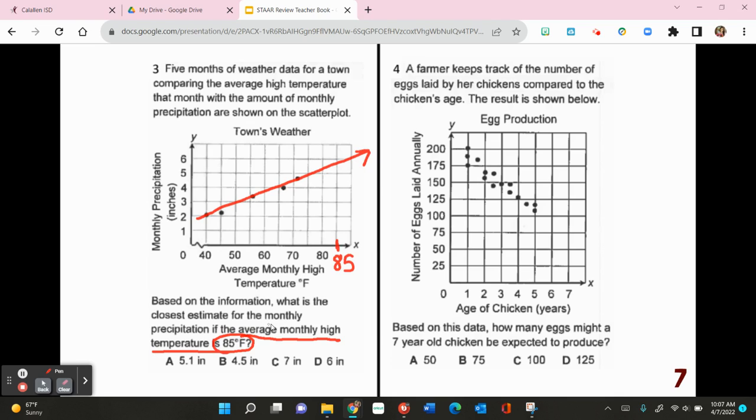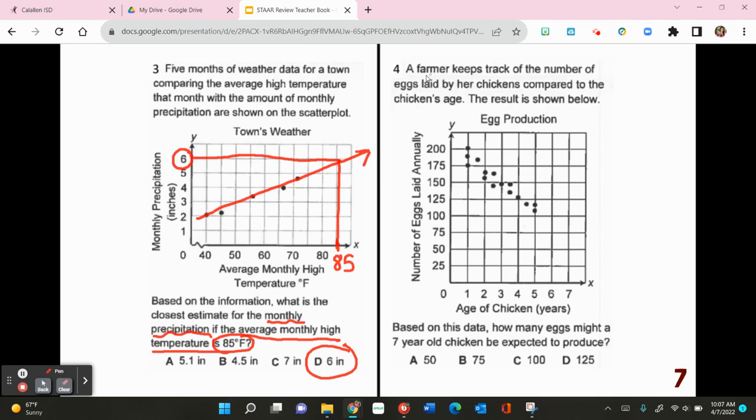And I want to know what is the closest estimate for the monthly precipitation. So to figure this out, I'm going to go to 85. I'm going to go up, hit my trend line, and go to my y-axis. When I go to the y-axis, I see that it should be at about 6 inches. So here, D is my answer.